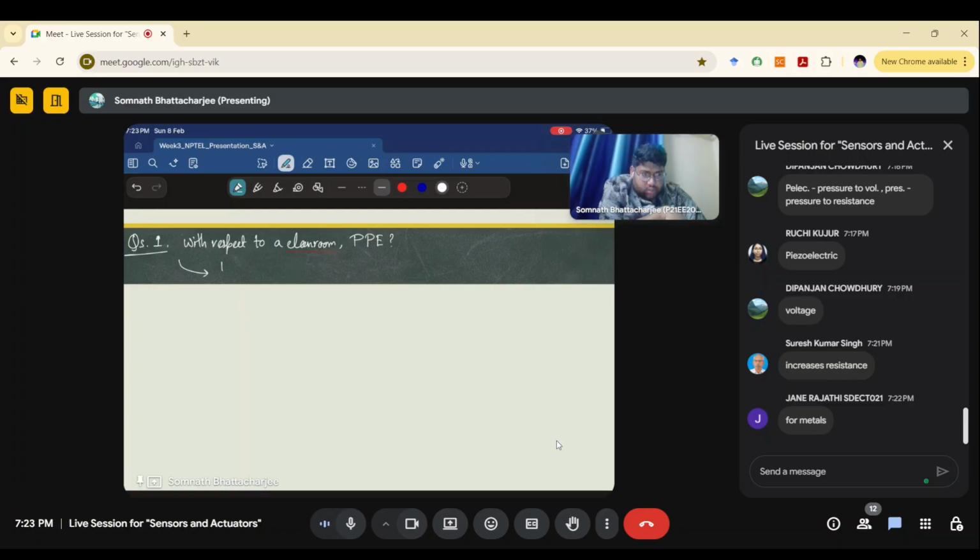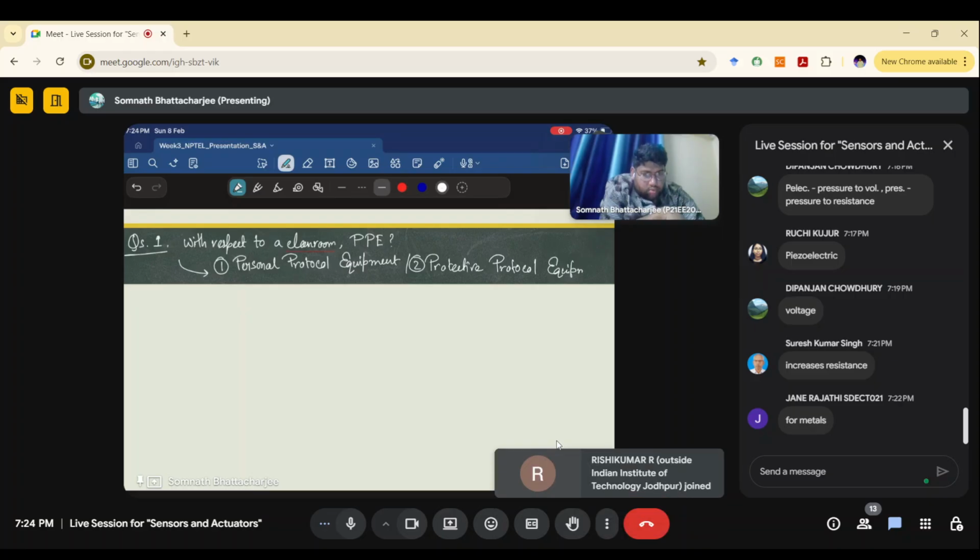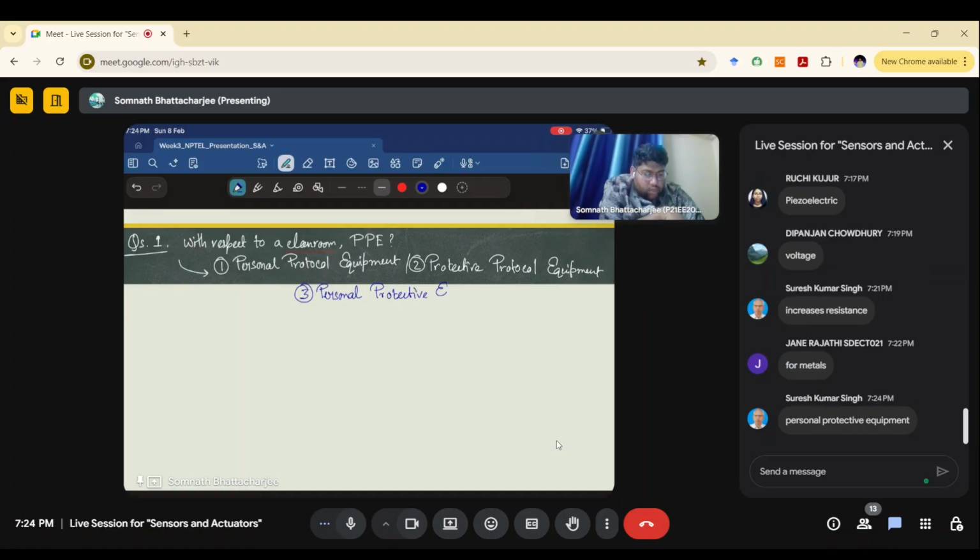There are three options. The first one is personal protocol equipment. The second one is protective protocol equipment, and the third one is personal protective equipment. Personal protective equipment, yes.